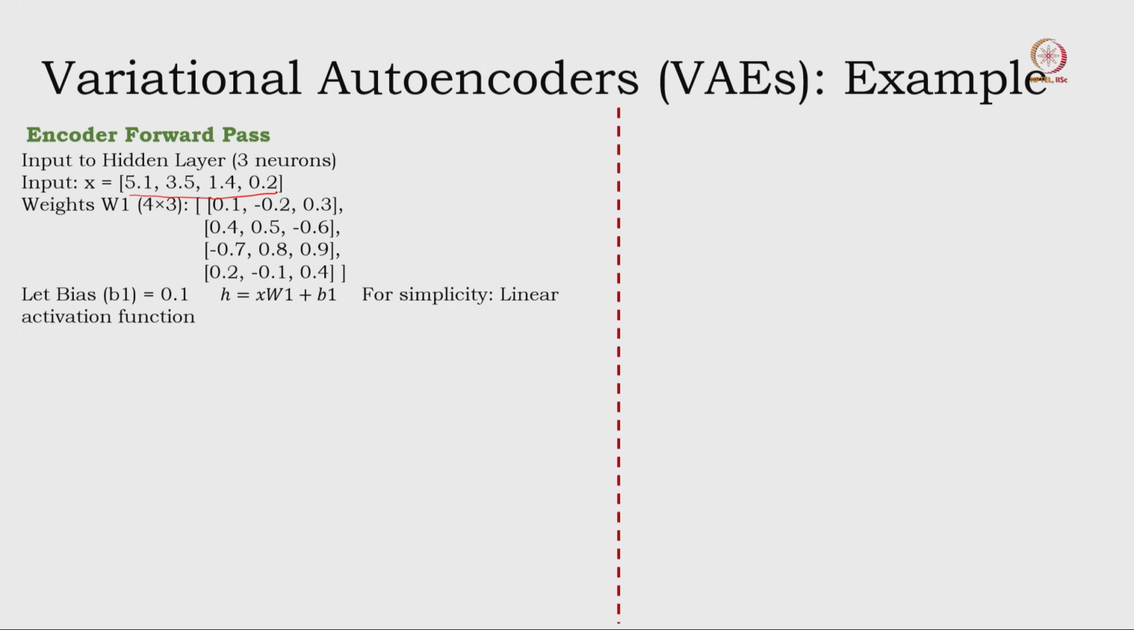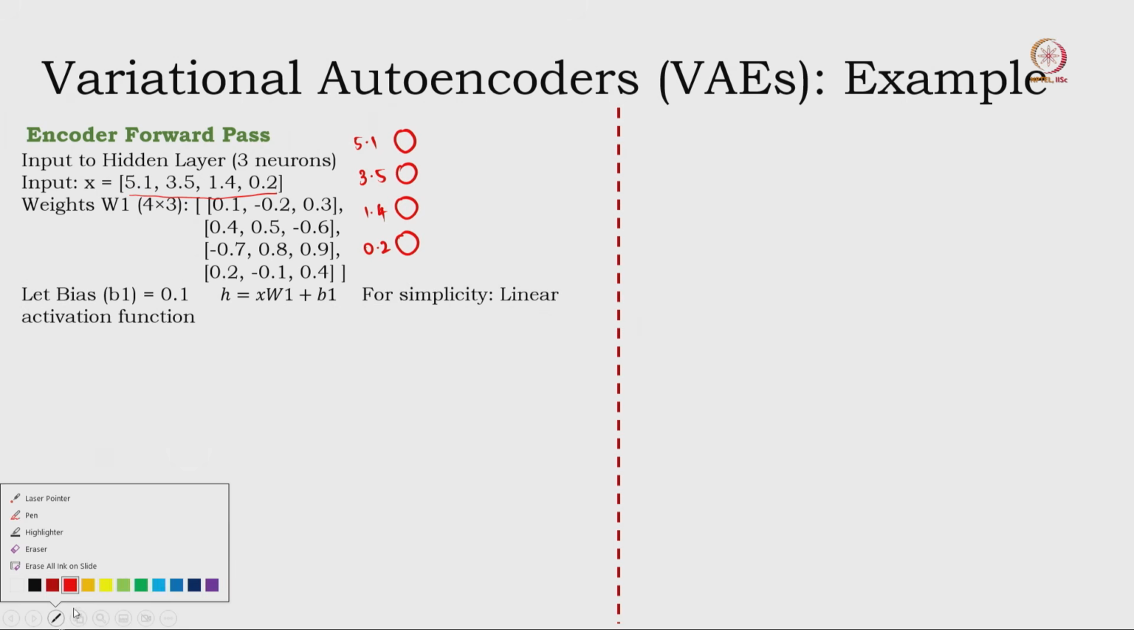This is the input, and we are having a hidden layer. Can we draw a neural network like this? Initially, you are passing 4 features, which are 5.1, 3.5, 1.4, 0.2. That is passed to the first hidden layer. Let us assume the first hidden layer is having 3 neurons, so let us take another one.